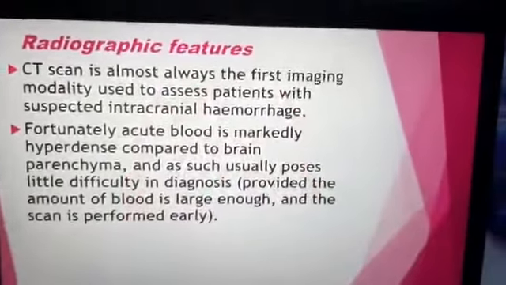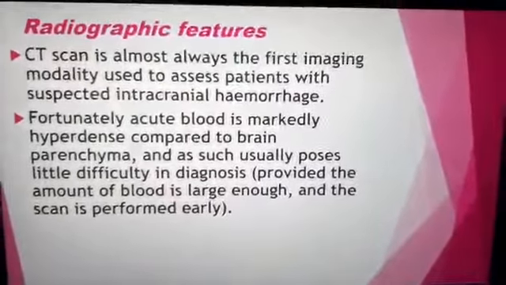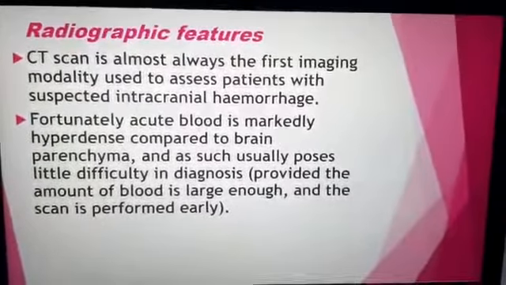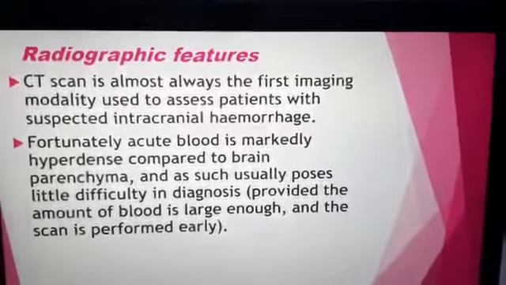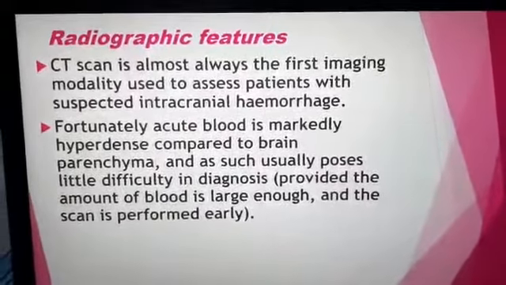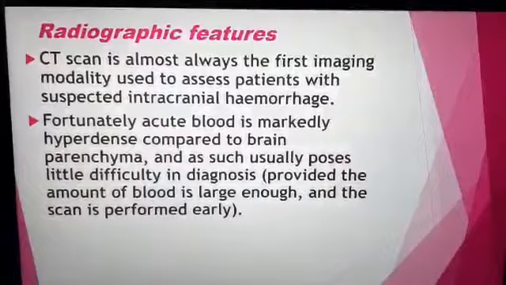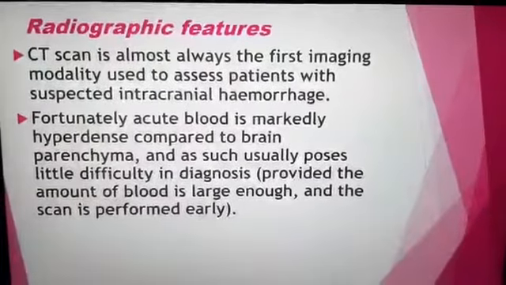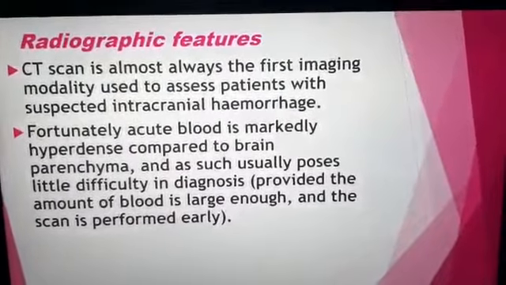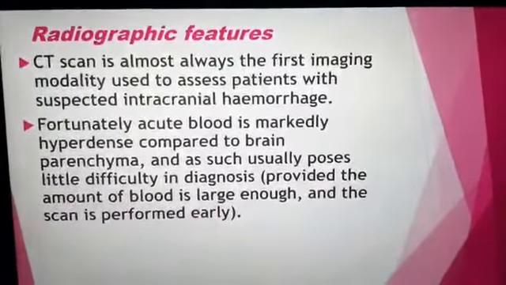Now, the radiological features: how we can diagnose the hemorrhage radiologically. First, the CT scan is the golden method for the diagnosis of intracranial hemorrhage. Why? Because acute intracranial hemorrhage appears as a hyperdense area compared with the brain parenchyma. Okay? So the CT scan is the first choice for diagnosis in patients suspected of intracranial hemorrhage.